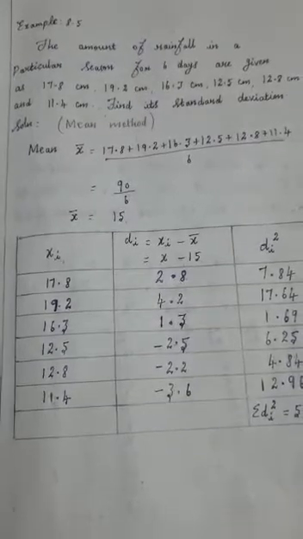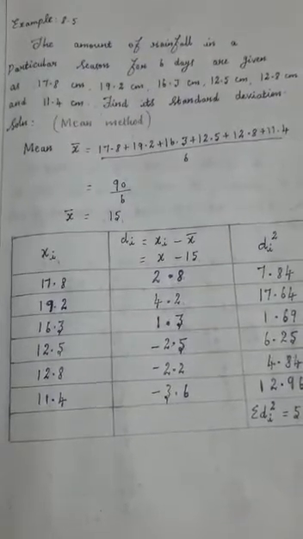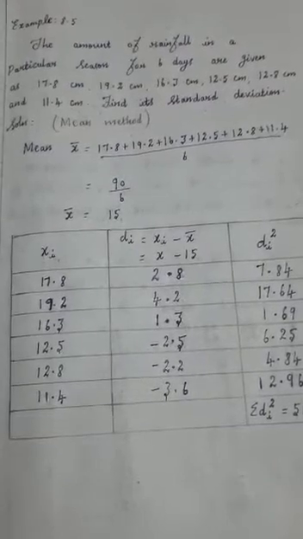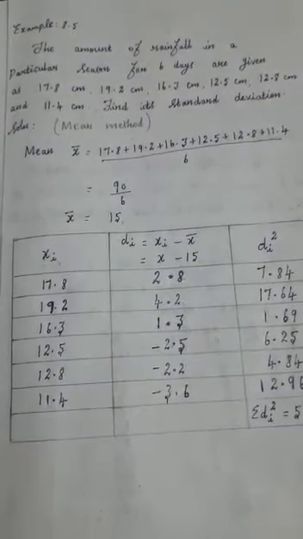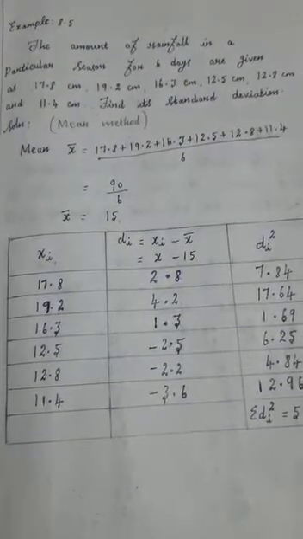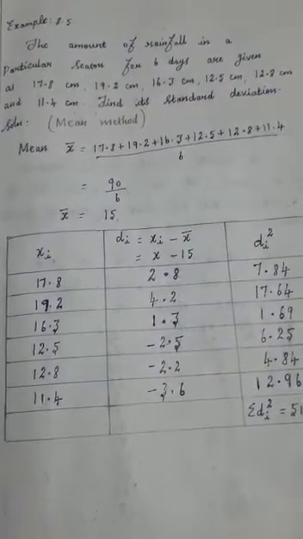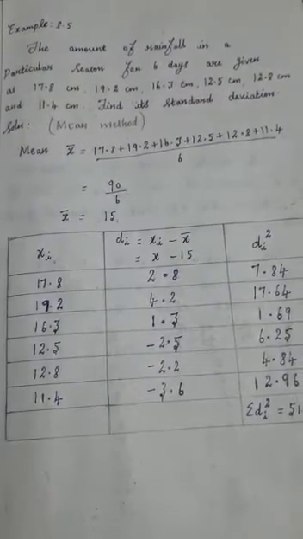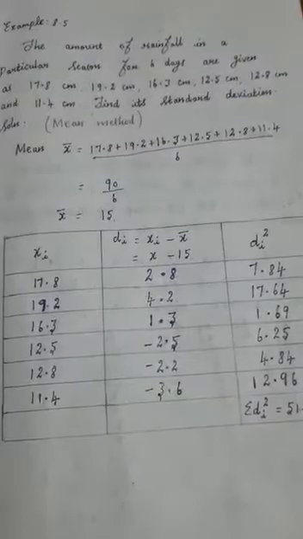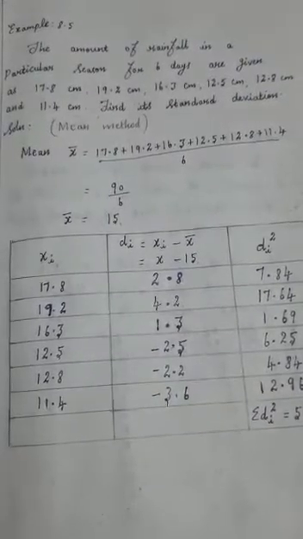Now let us see example 8.5. Now see the question. The amount of rainfall in a particular season for 6 days are given as 17.8 centimeter, 19.2 centimeter, 16.3 centimeter, 12.5 centimeter, 12.8 centimeter and 11.4 centimeter.